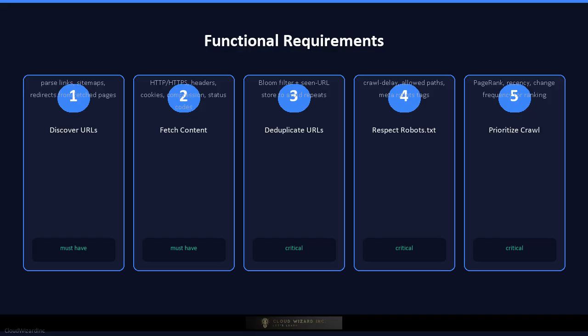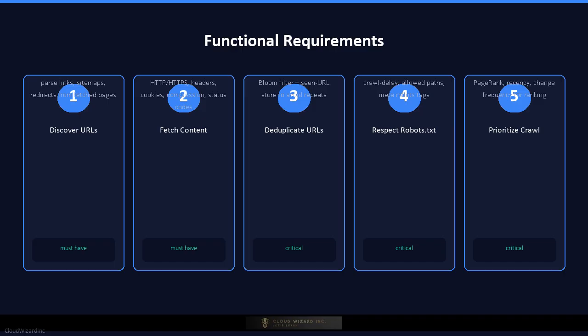Let's walk through the functional requirements. First, the crawler must accept seed URLs and discover new URLs by parsing links, sitemaps, and redirects from fetched pages. Second, it must fetch raw web content over HTTP and HTTPS, handle headers, cookies, compression, and common status codes. Third, it must deduplicate URLs at scale using a Bloom filter or a persistent seen URL store, so the same page is not crawled many times.